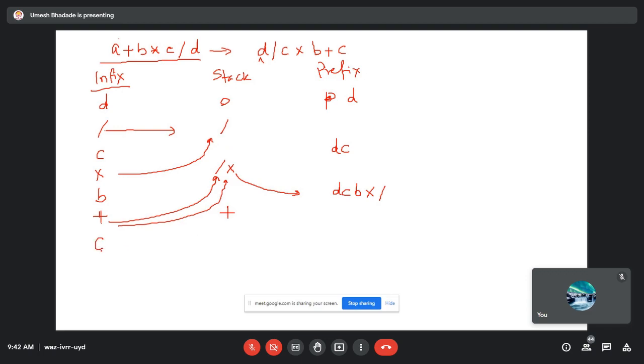Then you will go for the next symbol, that is A. So it will be added: D C B star slash A. And now the string ends here. So what is remaining on the stack? Plus. So this plus will be appended to the prefix.